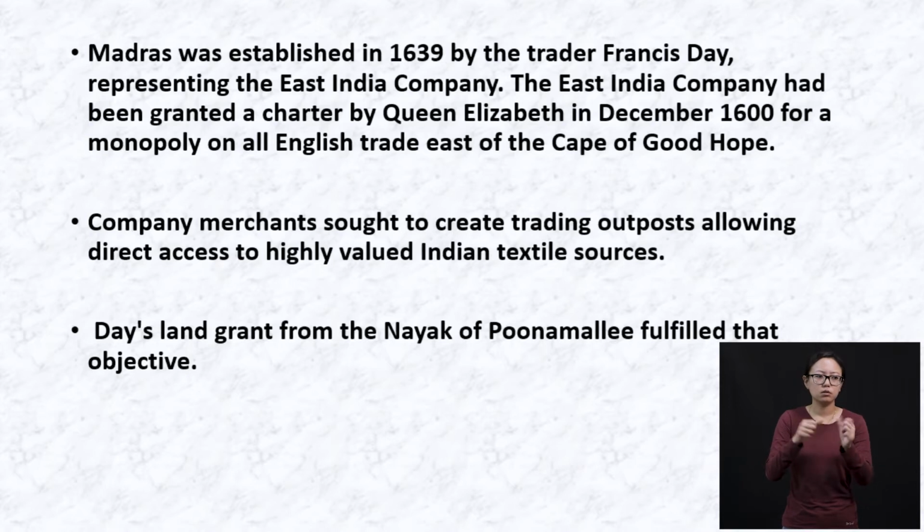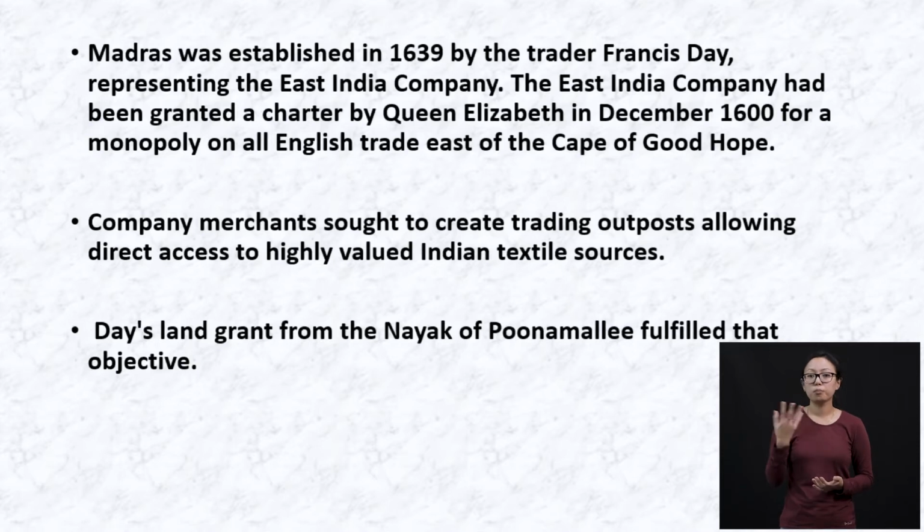And he represented the East India Company because at that point of time, it was the East India Company which was still there. The East India Company had been granted a charter by Queen Elizabeth in December 1600 for a monopoly on all English trade east of the Cape of Good Hope. So, it was Queen Elizabeth who granted them permission to have trade facilities in 1600.